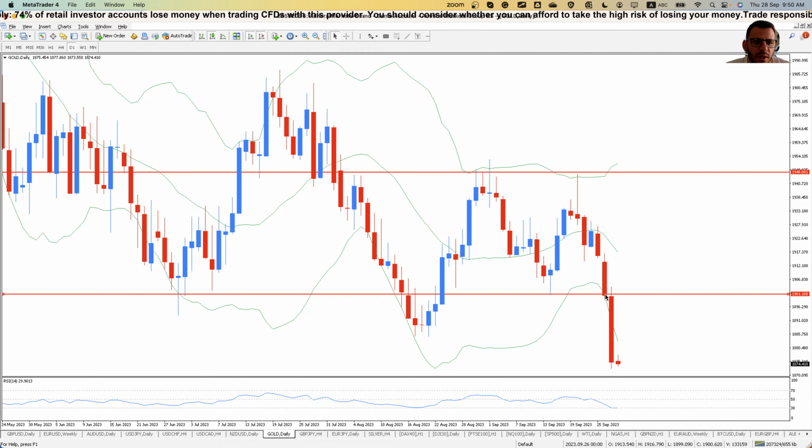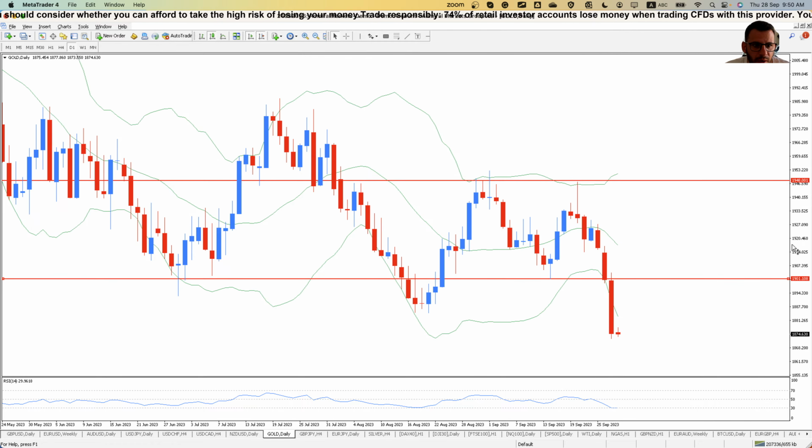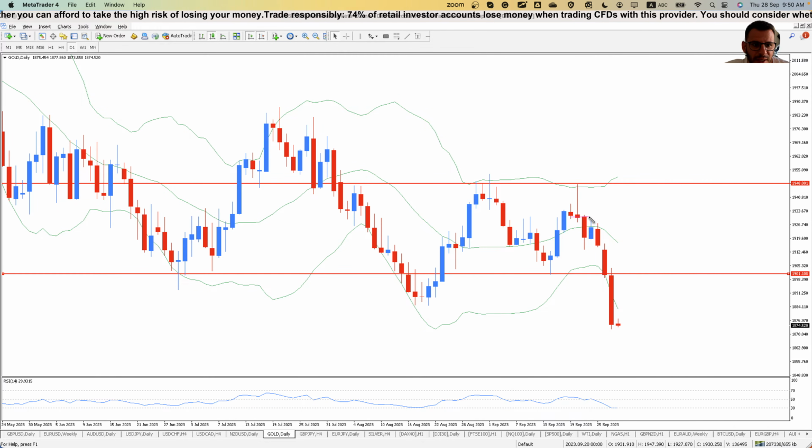Gold, strong break to the downside yesterday. Now, remember, I told you that this one here was a nice setup, but reward to risk wasn't there. And that's one of my rules, reward to risk. If reward to risk is not there, why should I trade? I'm not interested in trading.